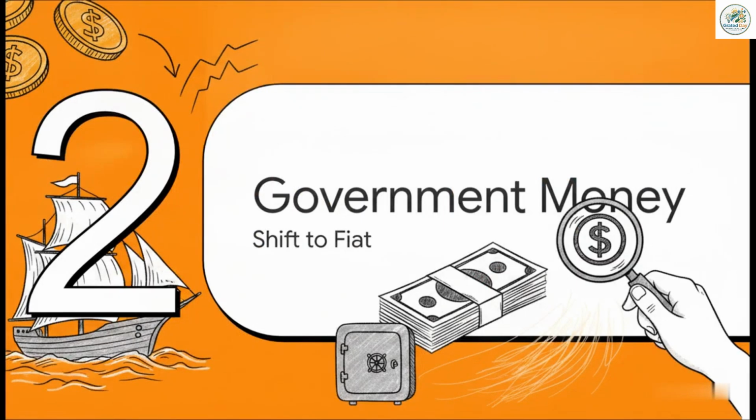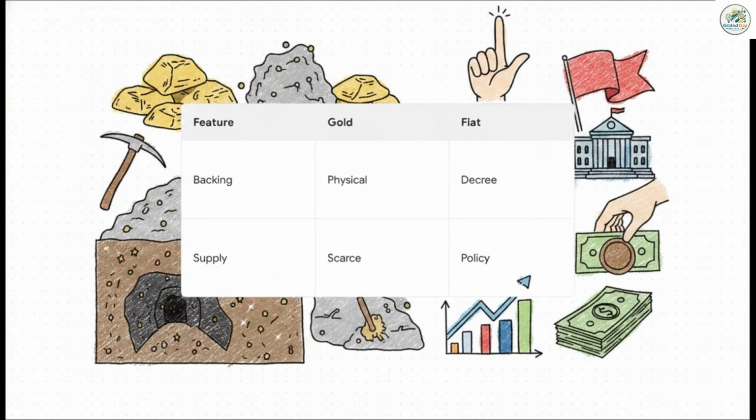Section 2. The shift to government money. Now, what's really interesting about this slide is understanding exactly why societies switched from gold. If gold was so perfect, why on earth did we abandon it? Well, as global trade absolutely exploded, physically moving tons of heavy gold across oceans to settle accounts became incredibly slow, risky, and astronomically expensive. We needed speed and scale.